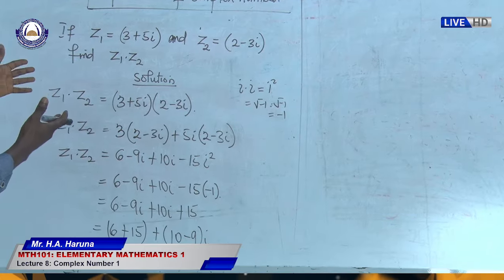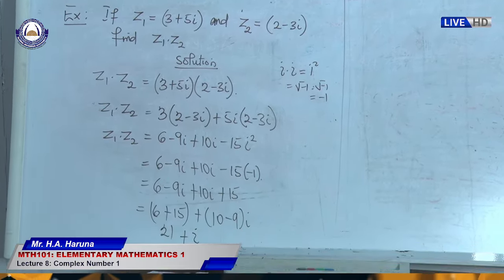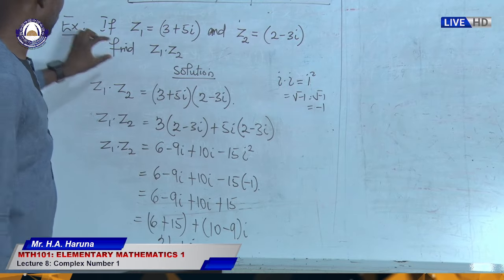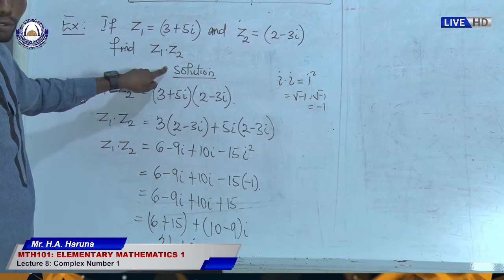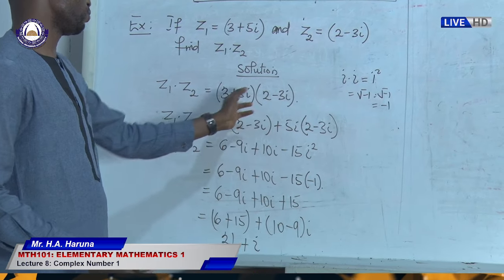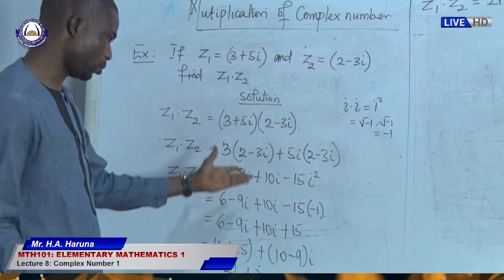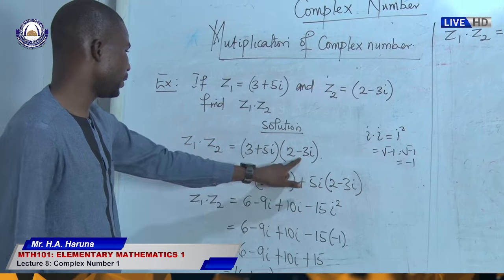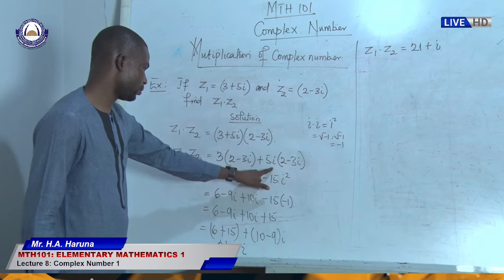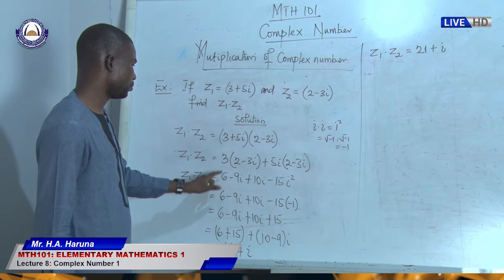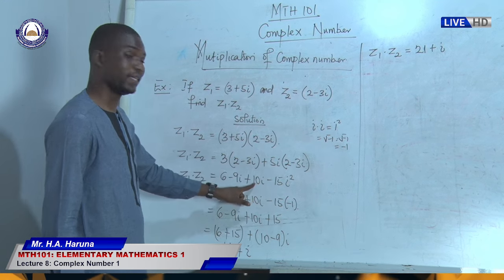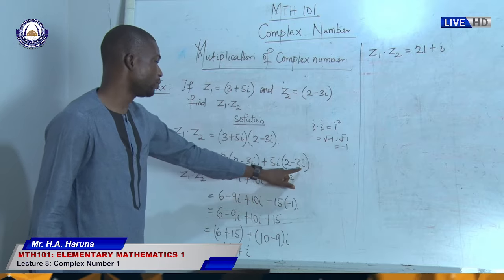So you can look at it very well before we move to the next part. If your Z1 is this, Z2 is this, find Z1 multiplied by Z2. Now I said you can distribute it over. You can decide to use this over this, but I have used this over this. It's correct. So 3 multiplied by this means this is what I've written here. Then this multiplied by this is this. Now 3 times 2, 6. 3 times 3, 9. Now 5 times 2, 10. 5 times 3, 15.